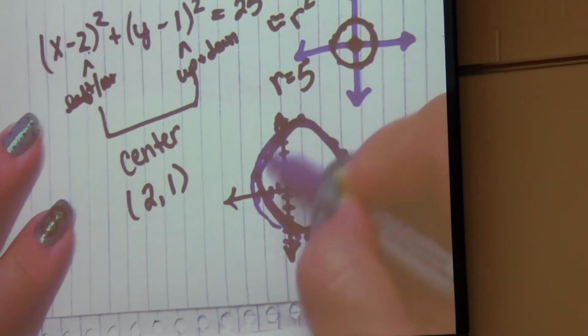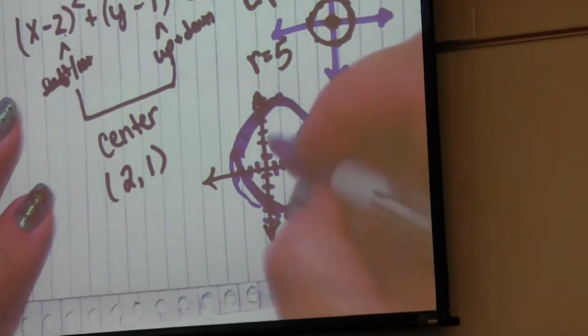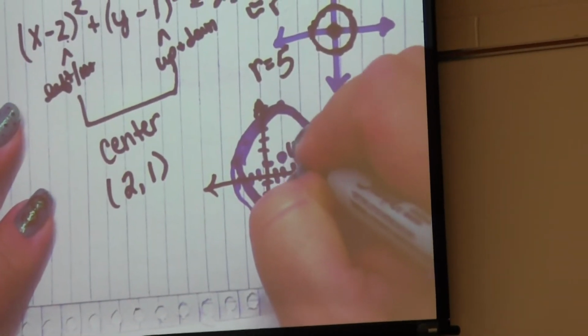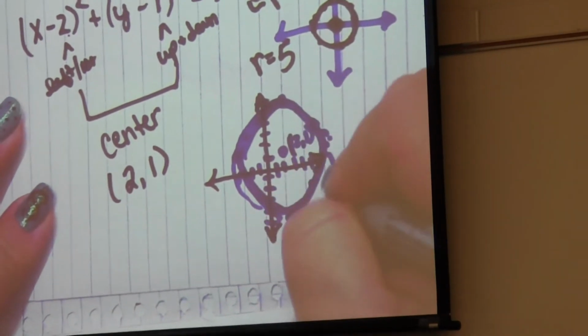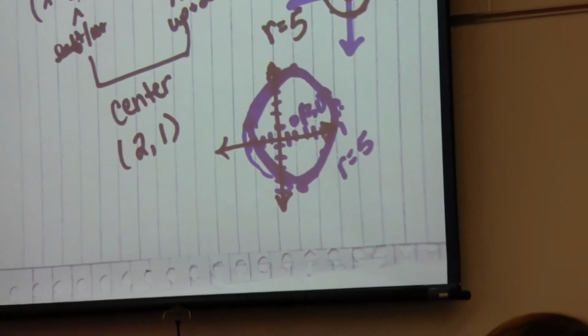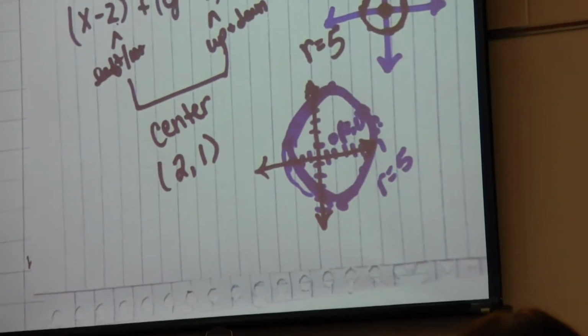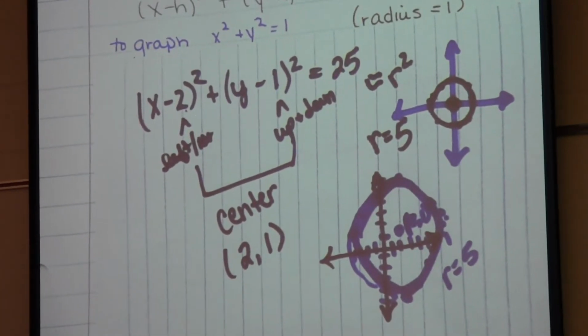And because I can't draw, my whole life I've just labeled my points. Then everyone knows what they are. 2, 1. Radius equals 5. That way, even if it looks terrible, whoever's grading it knows exactly what it says.